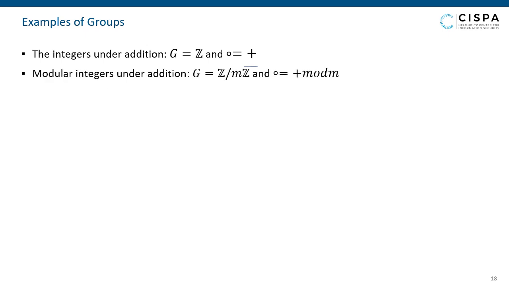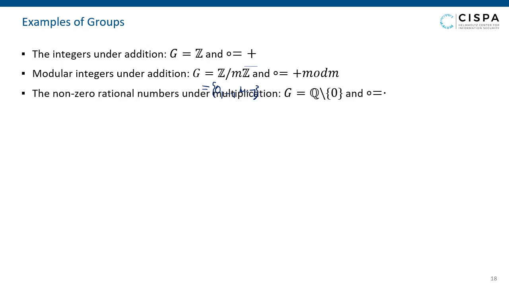The second examples are just modular integers under addition. So here our group is Z mod mZ, which is typically represented by the integers between 0 and m minus 1. The group operation is addition mod m, the neutral element is 0, and inverses are again negative numbers mod m. And this, of course, is a finite group, as here the set G consists of just m elements.